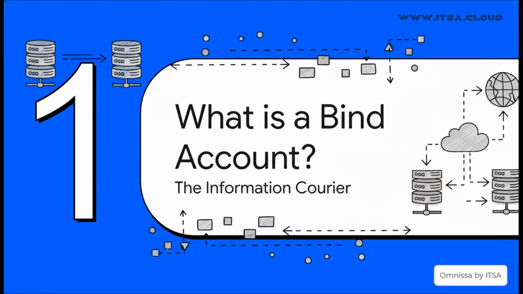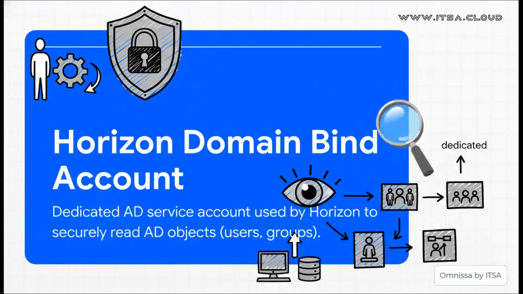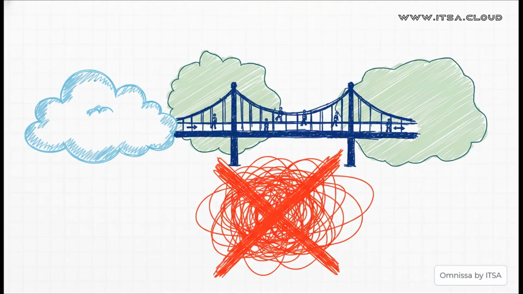Well, at its heart, it's your system's designated information courier. It's just tirelessly and securely ferrying identity data back and forth so you can get to your work. So here's the formal definition. It's a dedicated service account that Horizon uses to read information from Active Directory. Now, think of Active Directory as your company's massive, super complex digital phone book. The Bind account has permission to read that phone book, to look up names, check group memberships, but it can't add or delete a single entry. And those two words, dedicated and read, they are everything. And that one simple job, it enables some incredibly powerful stuff.